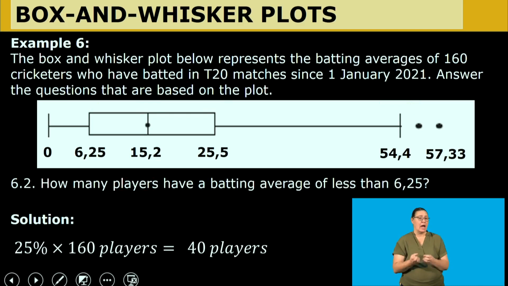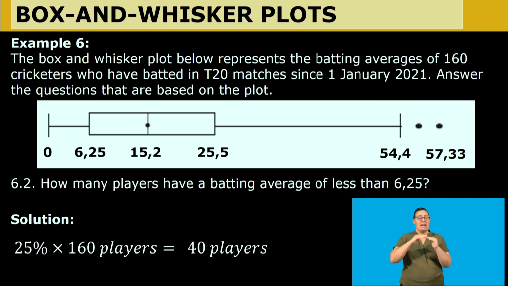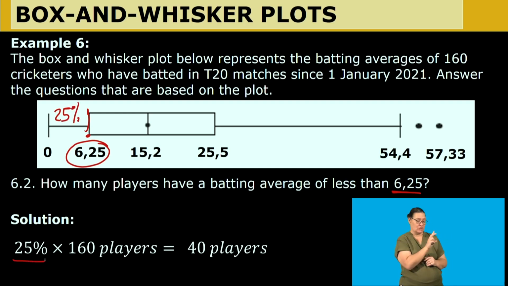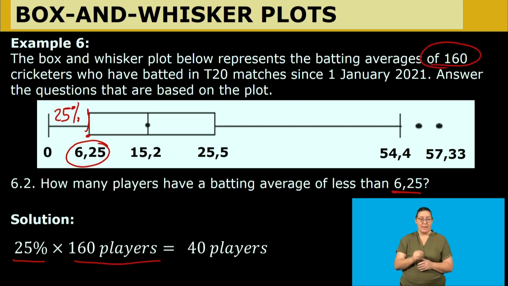6.2, how many players have a batting average of less than 6.25? So you go to your box and whisker, there is 6.25. So it means at this part, this is 25% of your data. That is why we are saying 25% multiplied by a total of 160 players. So it means how many players have less than 6.25? It is 40 players.